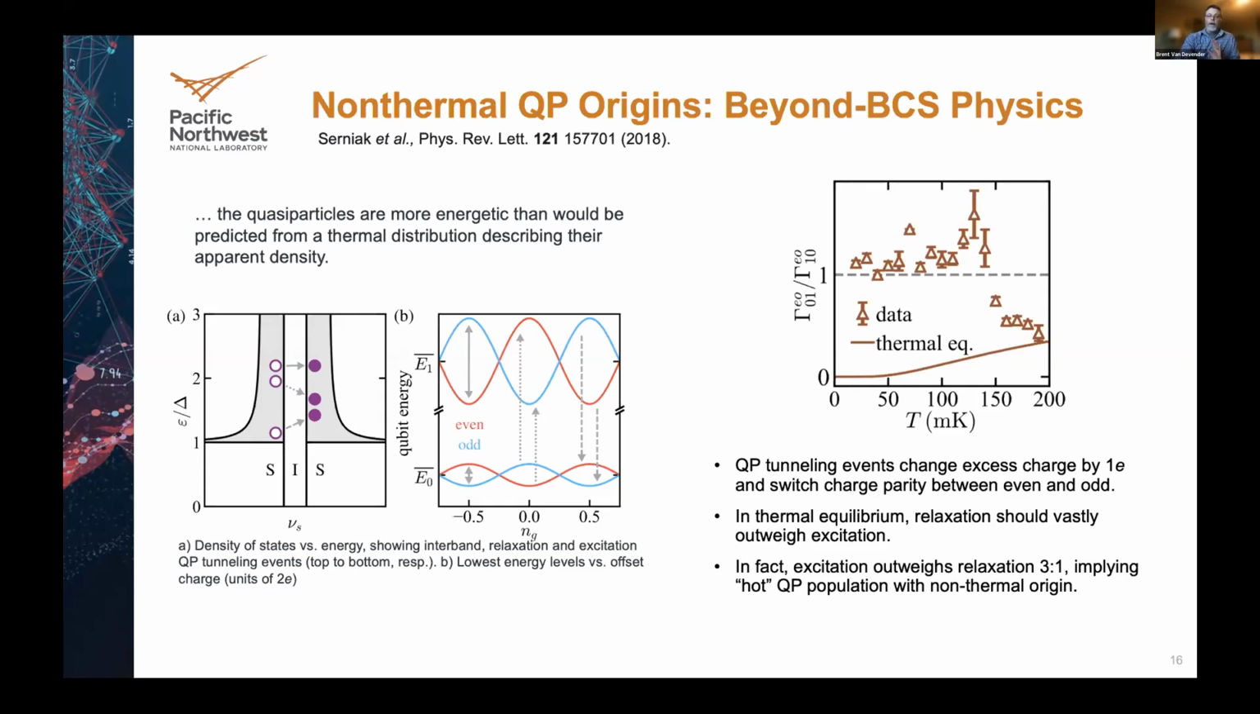So I call this beyond BCS physics. BCS is the Bardeen-Cooper-Schrieffer theory of superconductors that predicts this. Whatever is making this, it is not normal superconducting physics and thermodynamics.